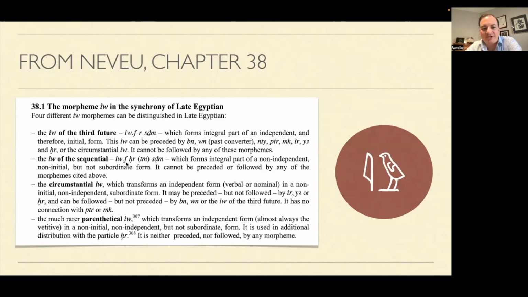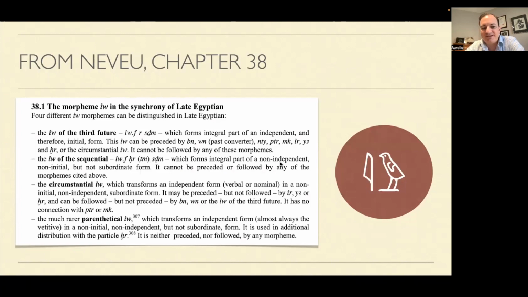But then it goes on. Go ahead, sorry, Chris. This is two and one, right? So he's doing the one, iw.f hr sdm.f and iw.f hr tm sdm.f, right, just with the negation in there. That's okay. Right. So this one you see a lot in past tense narration: and he did this, and he did this, and he did that.